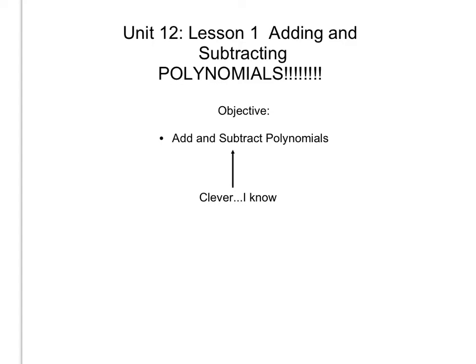We're moving right along to Unit 12, and this is Lesson 1. We are now adding and subtracting polynomials. Very excited about this. I love this unit, as you can tell from all the exclamation points. So here's your objective, and let's go ahead and get started with these.